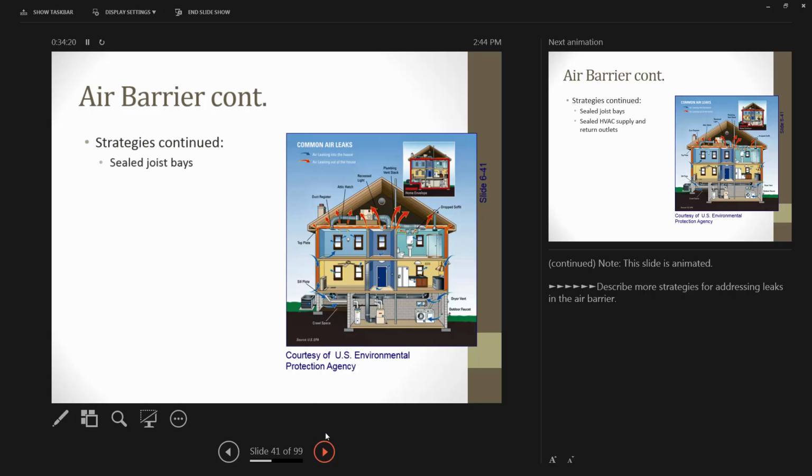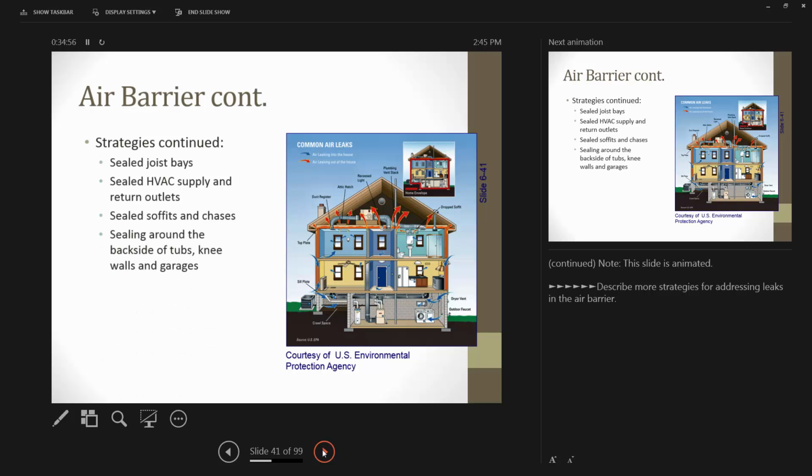Joist bays, so again, we already talked about this, but where the floor joist intersects the wall. Remember the difference we talked about between balloon framing and platform framing? In a platform framing situation, where the floor joist interrupts the wall, that cavity gets interrupted, and it's pretty notorious for air barrier interruptions. Talked about the outlets, the return outlets, the soffits and the chases.